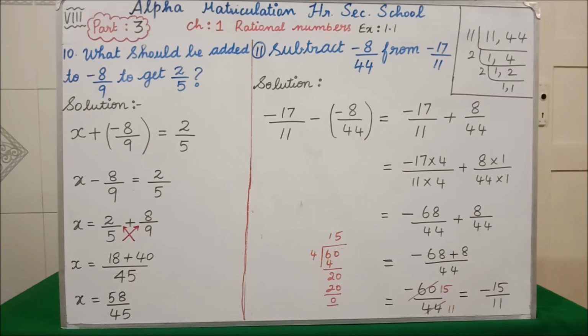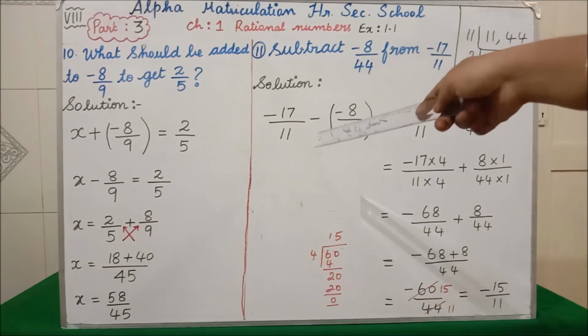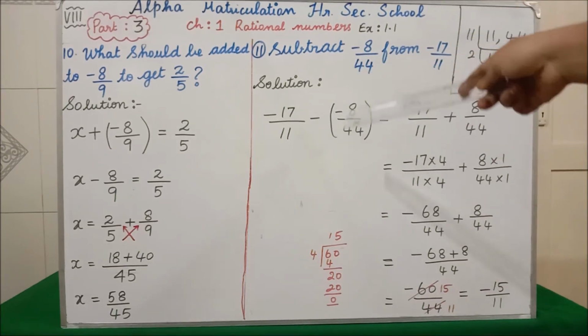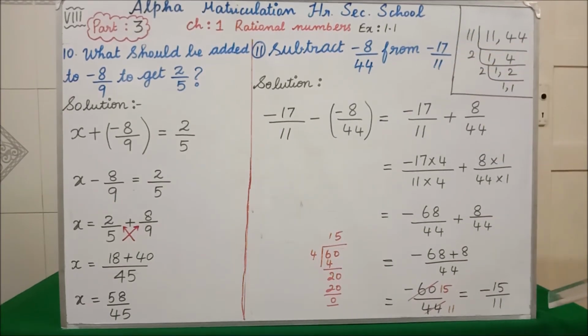In 4 table, 44 how many times? 11 times. So I am writing here 11. So our answer is what? This minus will come. Minus 15 by 11. So when we subtract minus 11, 17 divided by 11, minus of minus 8 by 44, we will get minus 15 divided by 11. Clear all of you, subtract?